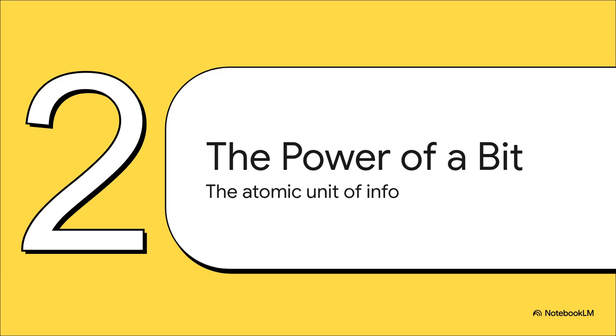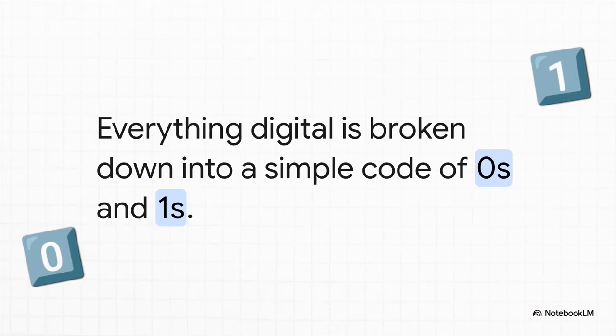Okay, moving on to section 2, the power of a bit. Now we're really getting down to it. The absolute, fundamental, atomic unit of all information. So, you ready for the big secret? Here it is. Everything, and I mean everything digital, no matter how complicated it seems, a 4K movie, a super high-res photo, a massive video game world, it is all ultimately just a super, super long string of two little symbols, zeros and ones. That's it.